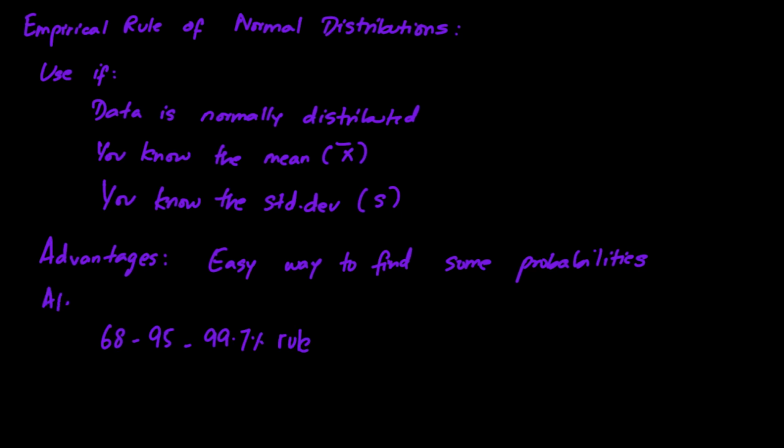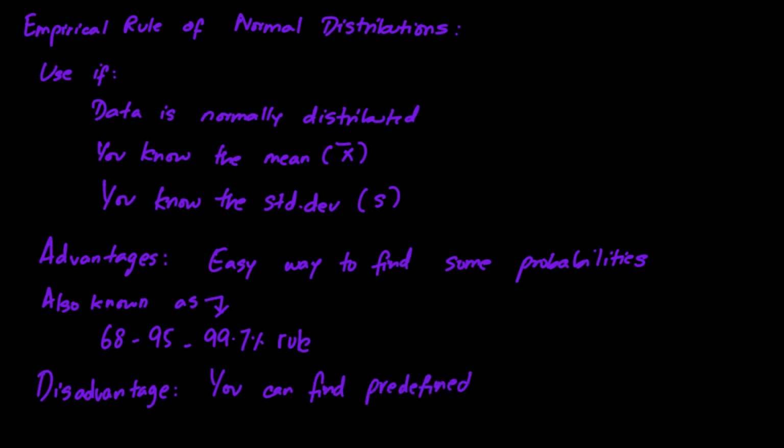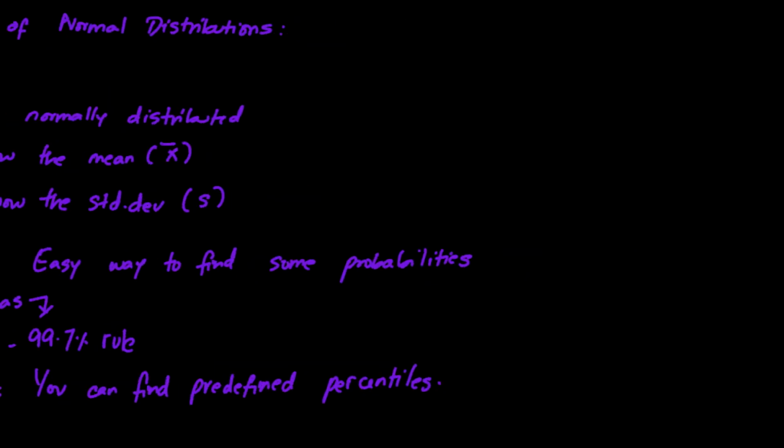It is also known as the 68, 95 and 99.7% rule, but the disadvantage is that you can only find predefined percentiles. So I'm going to explain the rule in a second. So the rule goes like so.